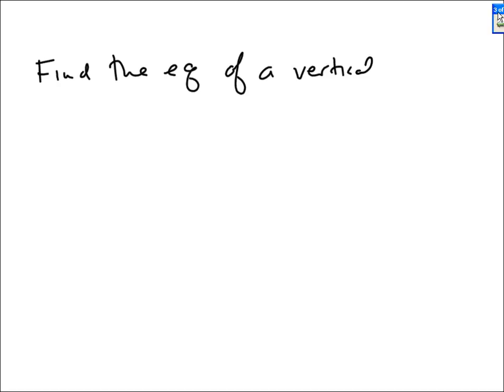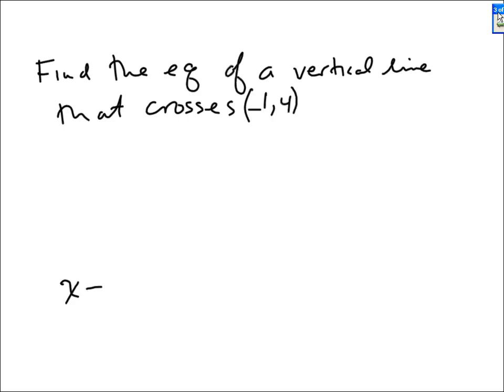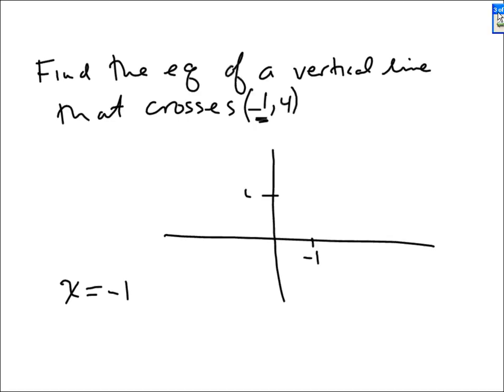Okay, let's do one more. Actually, in the end, we'll make this next problem 2 problems. Find the equation of a vertical line that crosses negative 1, 4. Now, if you remember that vertical lines are x equals, well then it better equal negative 1. So let us see what's going on. Negative 1, 4 is right there.